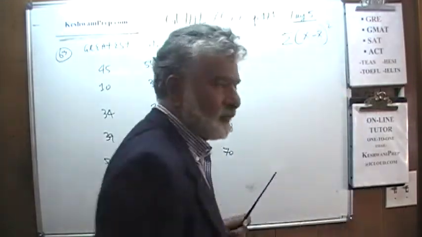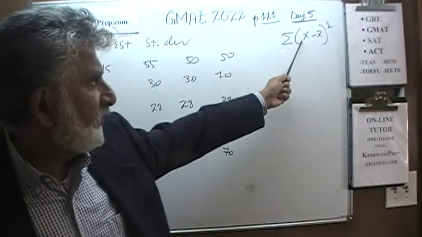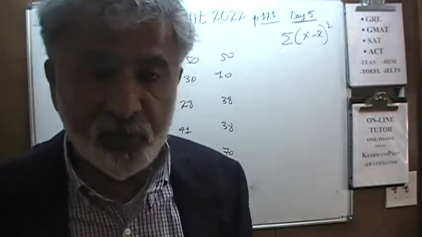The standard deviation, as we know, is simply the summation of the square of all the deviations from the mean. We take each observation, find out how much it deviates, because that's what the standard deviation measures. It measures the dispersion of the observations around the mean. The more dispersed they are, the higher the standard deviation.